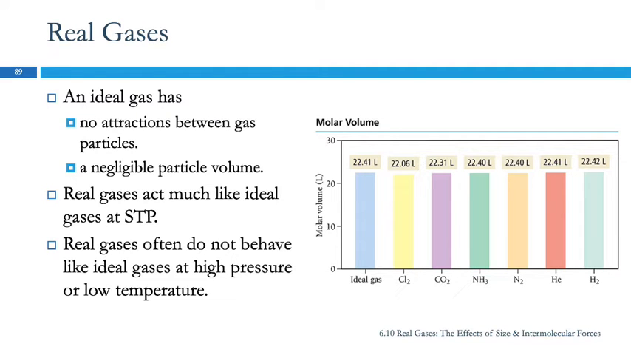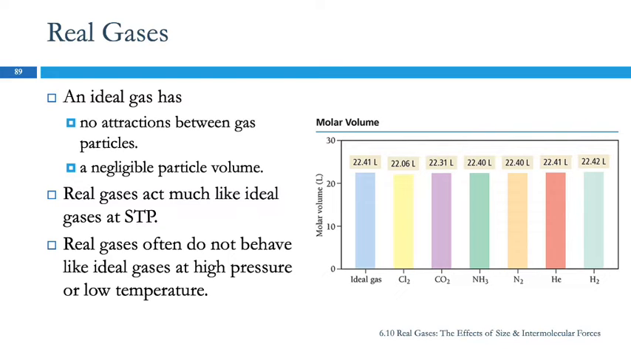At STP, if we calculate the molar volume of different gases, this would be the ideal gas, 22.41 liters. We see these other gases: chlorine, carbon dioxide, ammonia, nitrogen, helium, hydrogen. Their molar volumes at STP are very close. In fact, helium is exactly, to 4 sig figs, the same as an ideal gas.